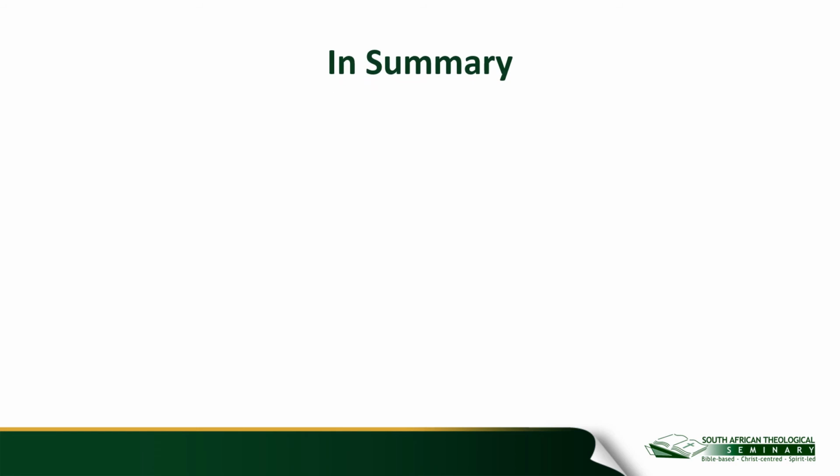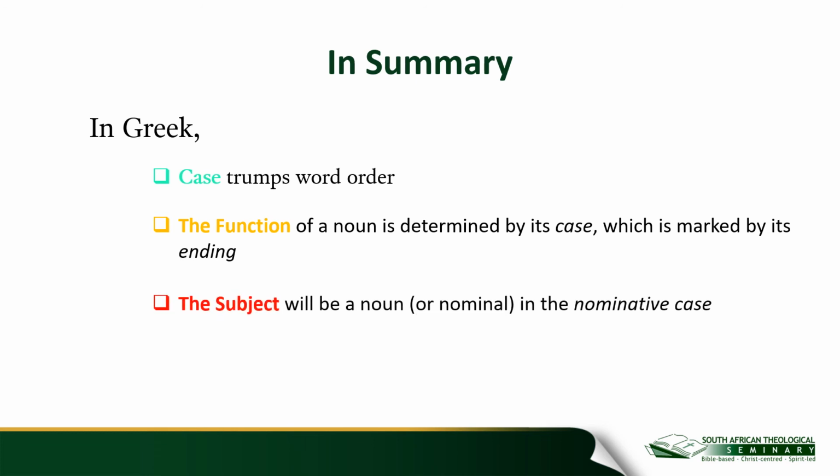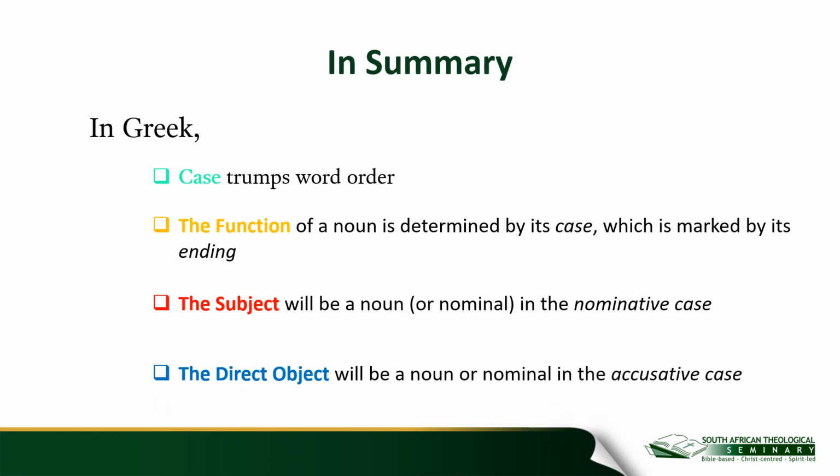To recap, let's go over some of the main points. We have learned that in Greek, case trumps word order. The function of a noun is determined by its case, which is marked by its ending. The subject will be a noun or nominal in the nominative case, and the direct object will be a noun or nominal in the accusative case.